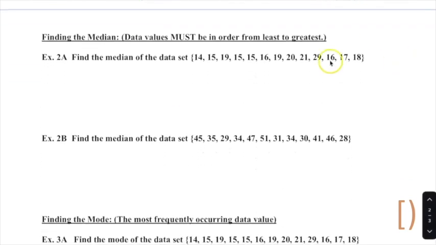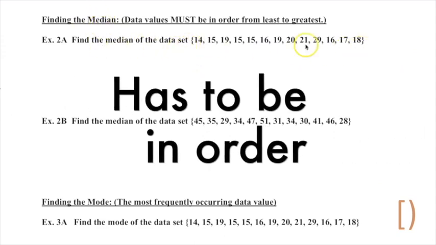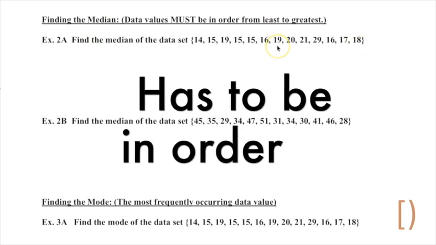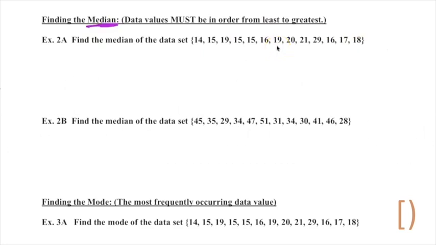Okay, next, let's find the median of the data. Remember, median is the middle one, because you can tell by the D, not the middle of the data. Now, here's one special rule for median: it has to be in order. If I just look at this set here and go, oh, the middle is right there, it's 19, that makes no sense. It has to be in order. Median, the middle one, must be in order from least to greatest.